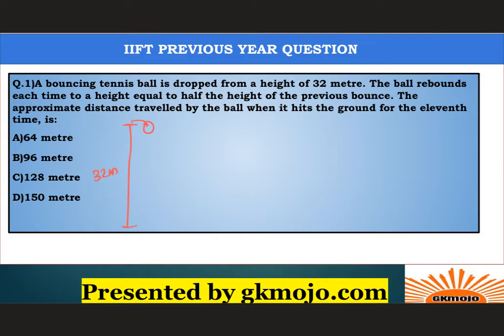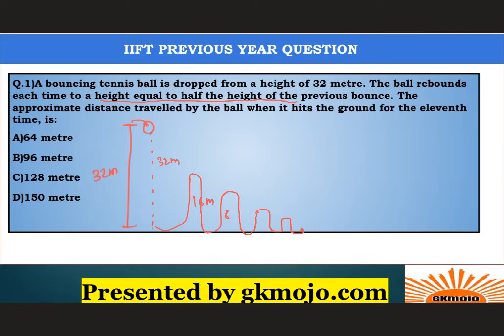Now this is the distance that it will travel first while coming to the ground, which is exactly 32 meters. Then it will rebound to 16 meters. Why 16 meters? Because they have said that each time it rebounds to half the height of the previous bounce. Again, after coming down, it will rebound to 8 meters. Again, it will go up 4 meters, come down 4 meters, go up 2 meters, come down 2 meters, and then settle at the bottom.